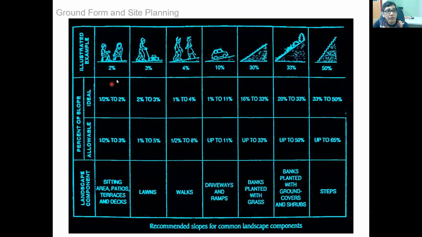So this is the table of recommended slopes for common landscape components. For patios, it's 2%. For lawns, it's about 3%. For walking, about 4%. For driveways and ramps, about 10% slope. For banks planted with grass, about 30%. For banks planted with ground covers and shrubs, about 33%. For steps, about 50%. So you can use this table in creating your site development plan.